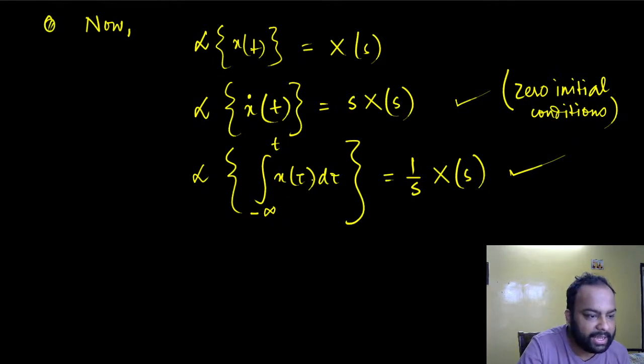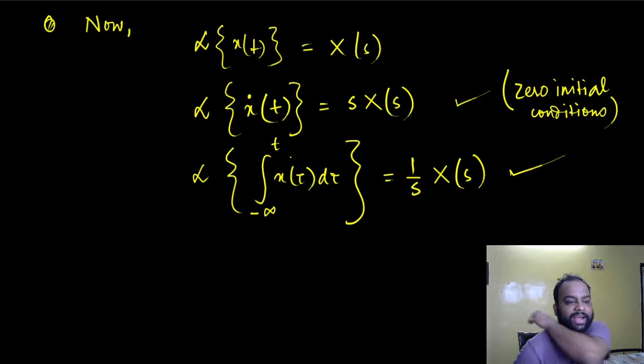Someone is asking, in the place of x(tau) can I write t? Yes, you can write t, because that's a dummy variable. You can write lambda, you can write t, you can write whatever, because after the integration you are going to place the limits anyway.